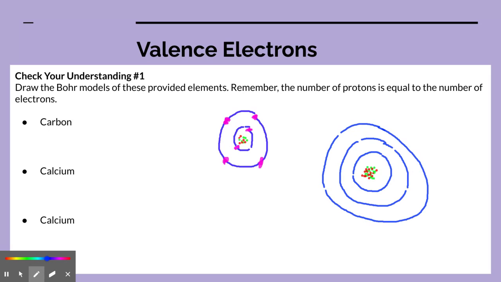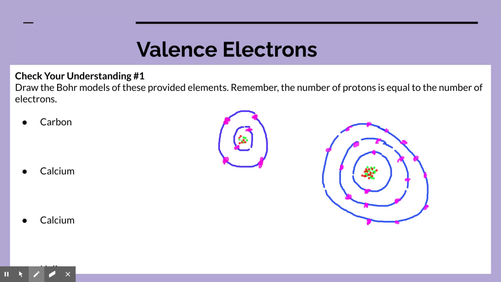So let's see what this Bohr model will look like. Only 2 can fit on the first energy level, and then 1, 2, 3, 4, 5, 6, 7, and then 8. That's all we can fit there. And then the next energy level. That's 10, so now we need to put 10 more.